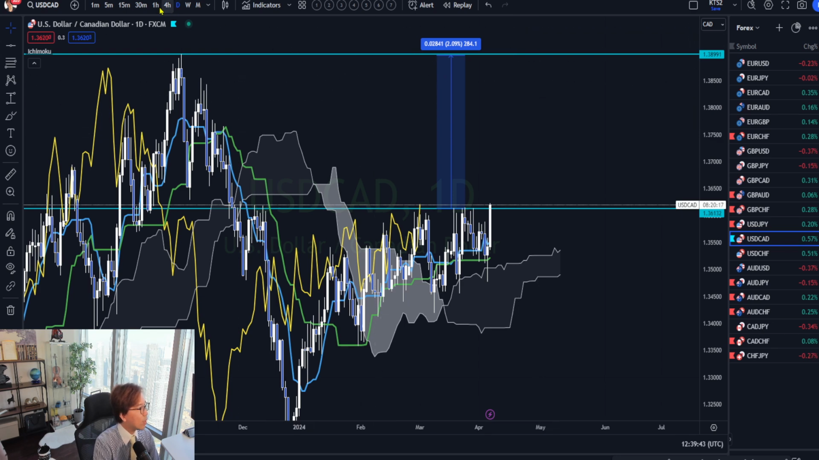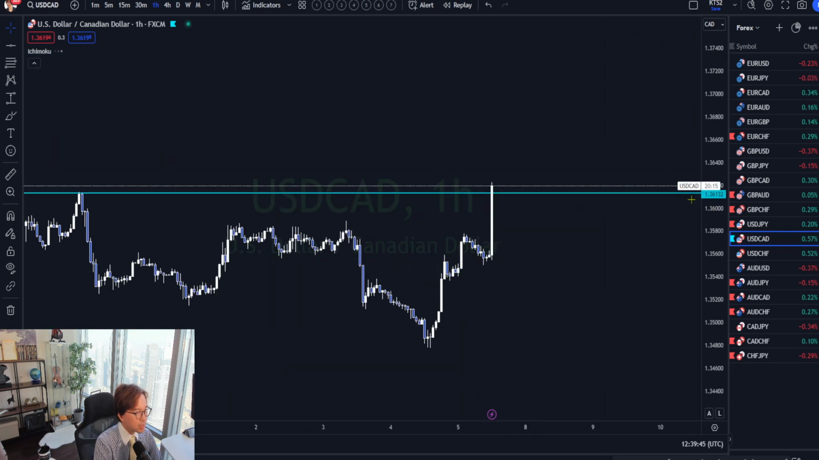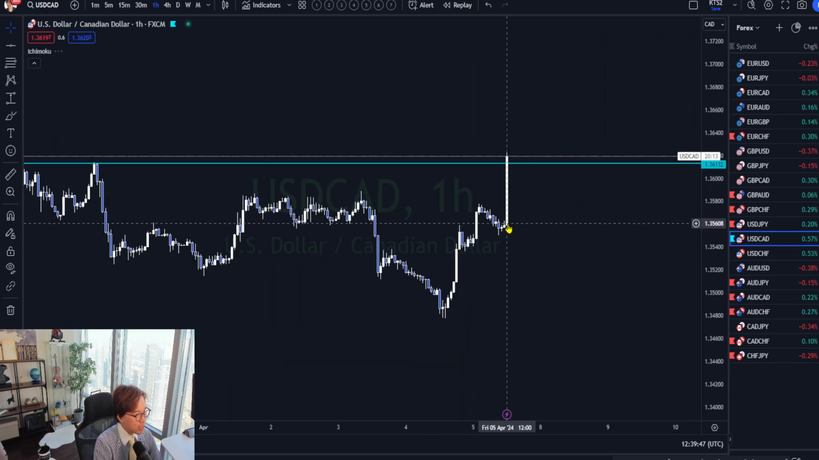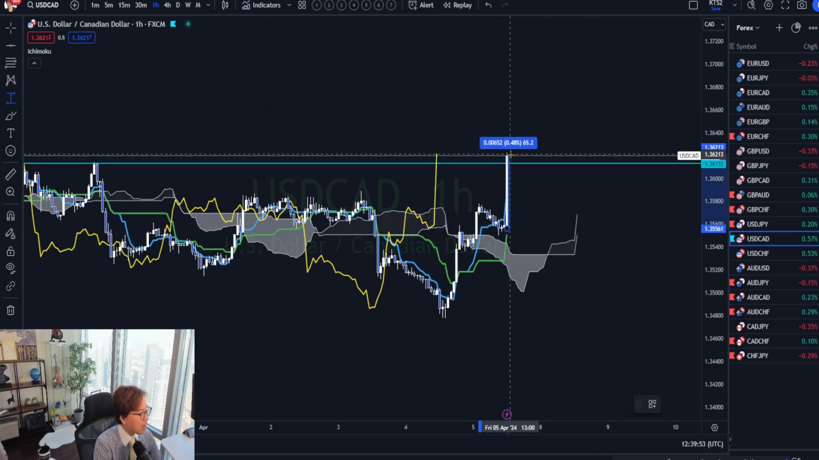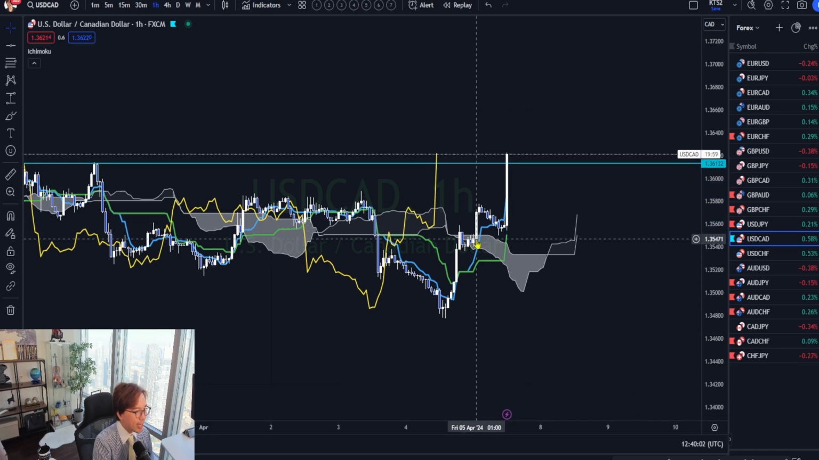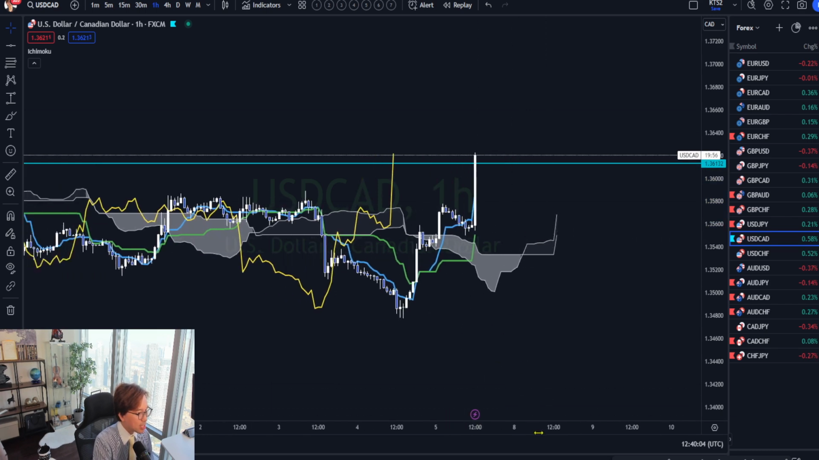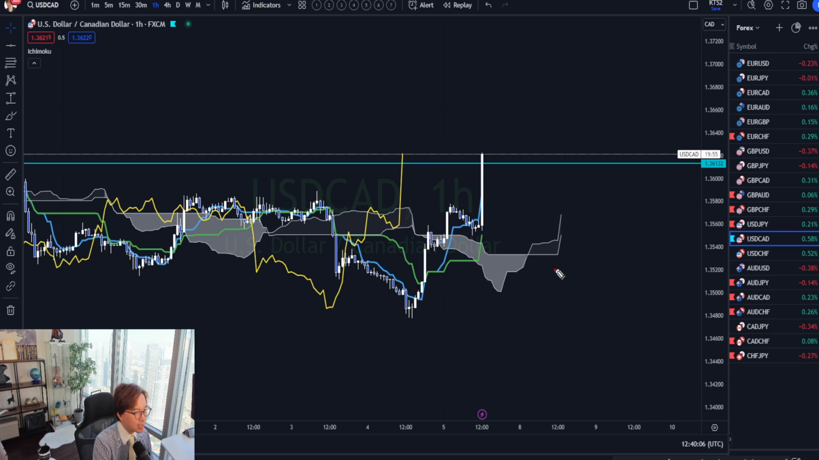And let me check the 1 hour time frame. The 1 hour shows a bullish bar, and this is at the news. The market was bought 65 pips. It's quite a big movement. So I think a correction should happen, and I can also see that the 1 hour Kumo is very thin. So that means I think the market will retrace.